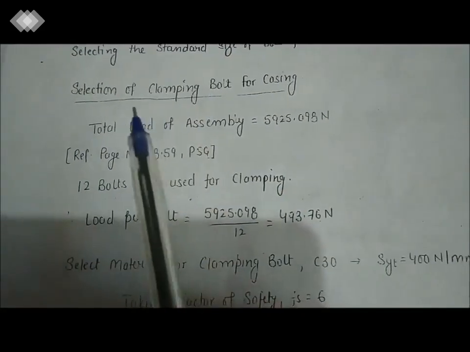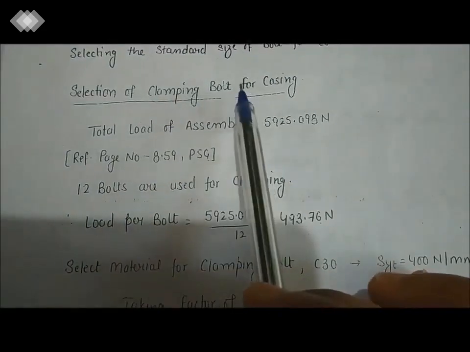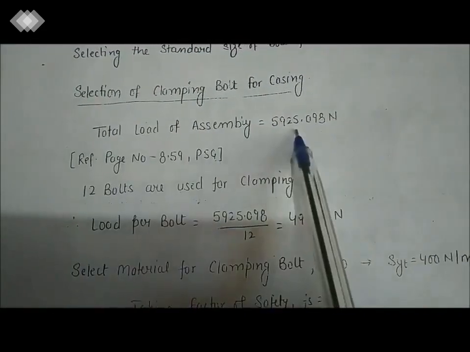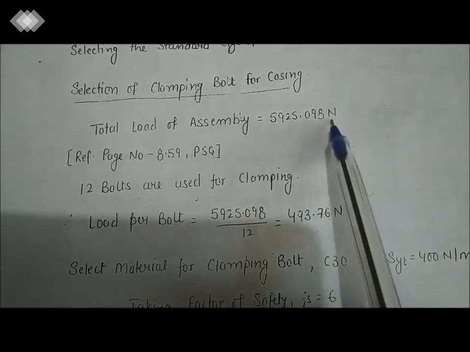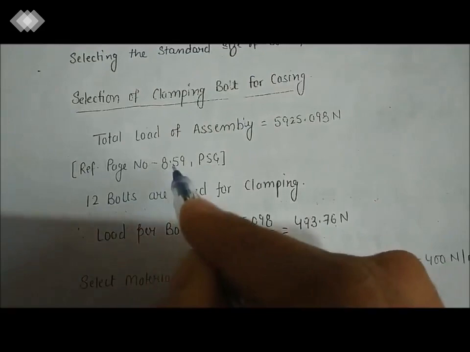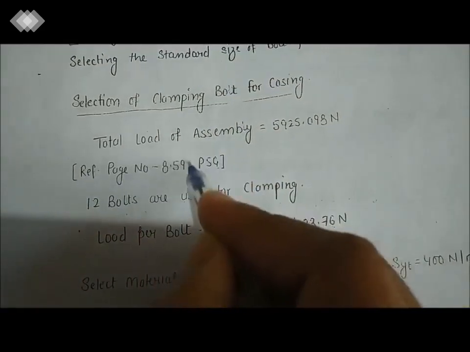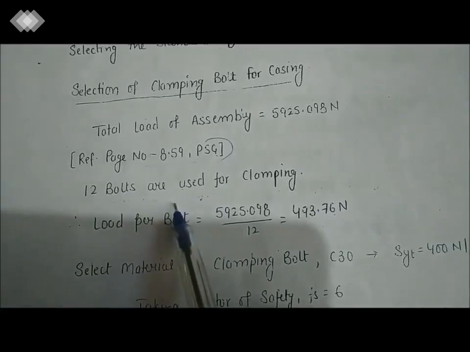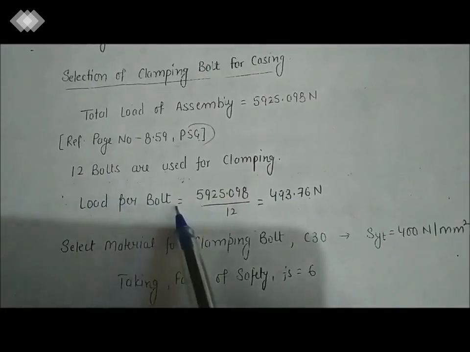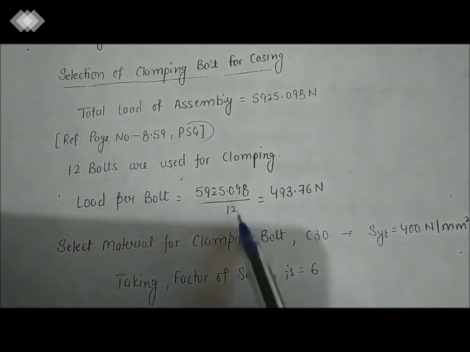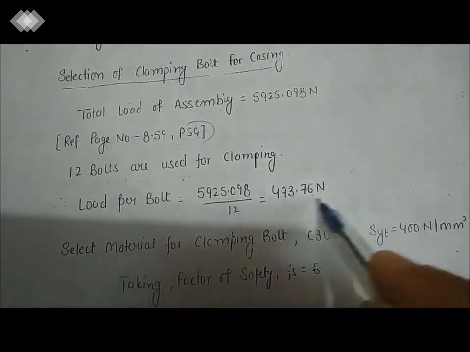Now selection of clamping bolt for casing. So total load of assembly we have 5925.093 Newton. Let's refer the page number given for PSG design data book. So we get 12 bolts are used for clamping. So load on per bolt, or load on each bolt, is the total load divided by 12. So it is 493.76 Newton.